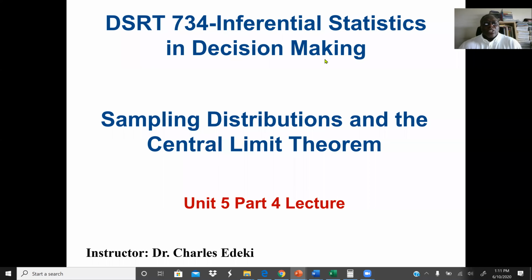Again, welcome to DSRT 734 class. This is inferential statistics in decision making. So in this section, we're going to discuss our first topic in inferential statistics, which is sample distribution and then the central limit theorem.